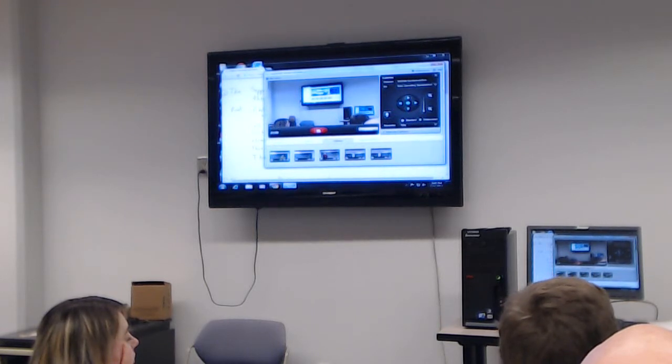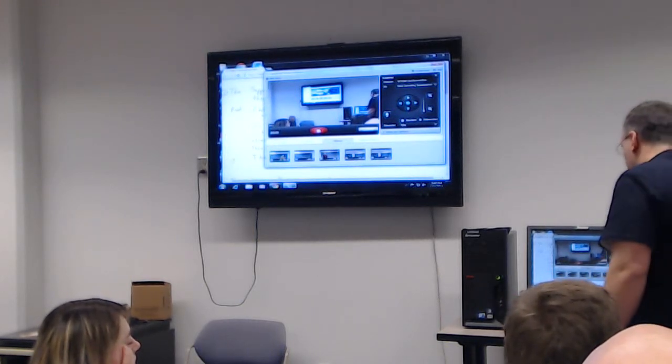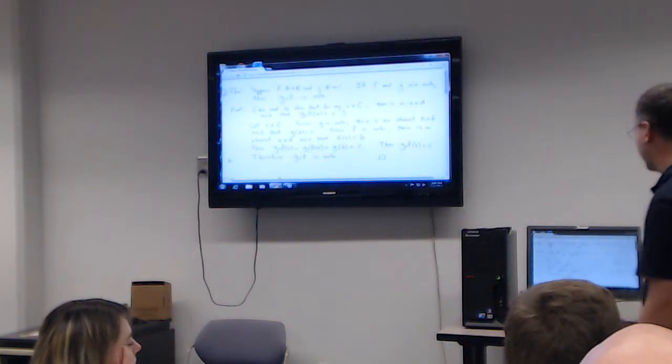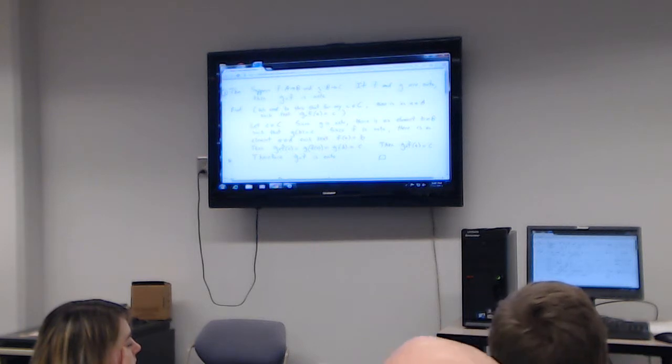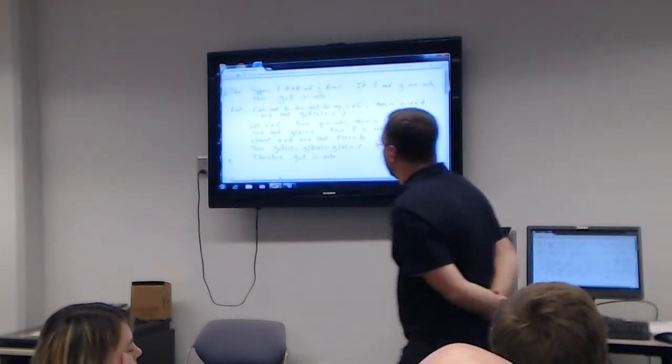All right. Well, I posted these proofs online. So I'm going to go over this. Can you guys read these proofs? Okay. All right, so suppose, same function, same theorem: suppose f and g are onto, then g composed with f is onto.